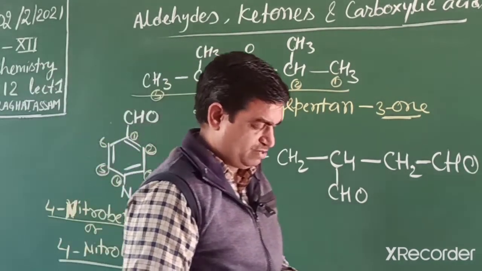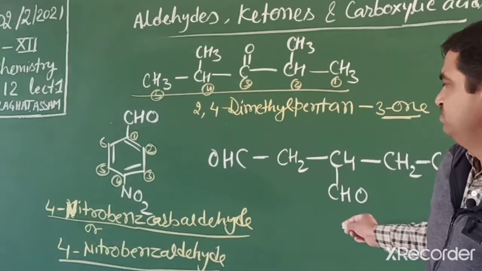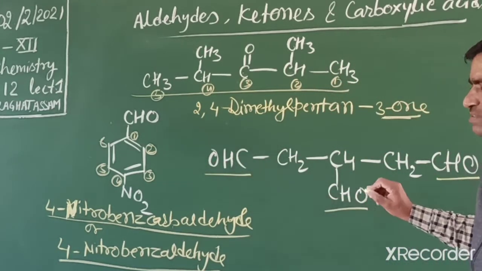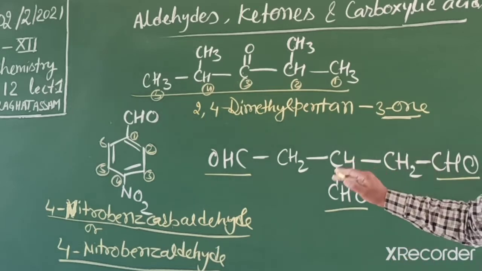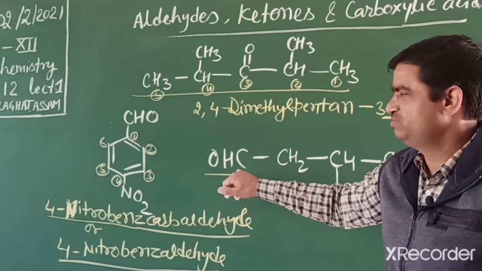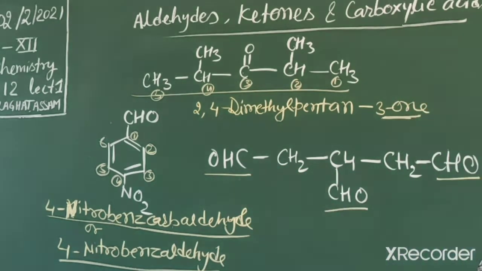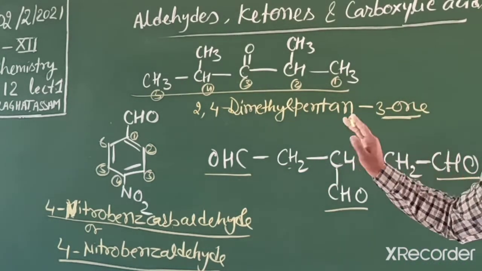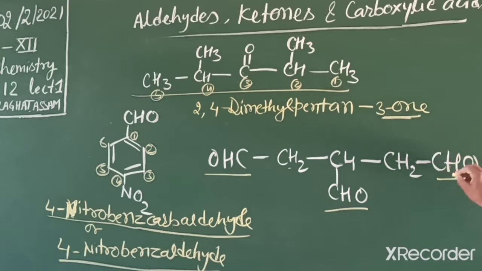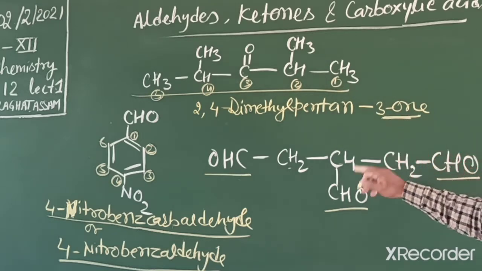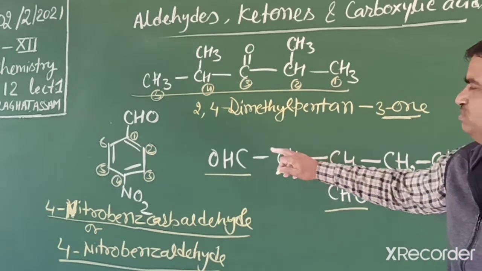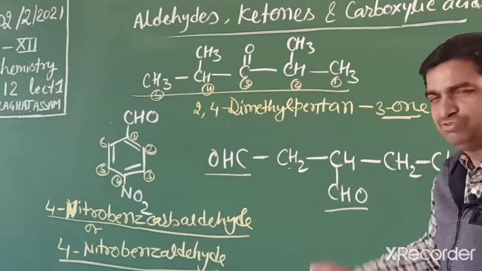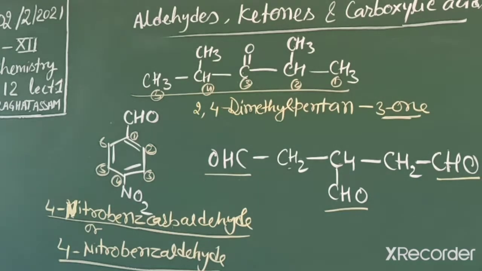In this compound we find 3 aldehyde groups. If you start numbering from this side, because we have to give preference to the functional group, 1, 2, 3, 4, 5, then this side's functional group gets number 5. If you start from this side, 1, 2, 3, 4, then this also gets a lower number.